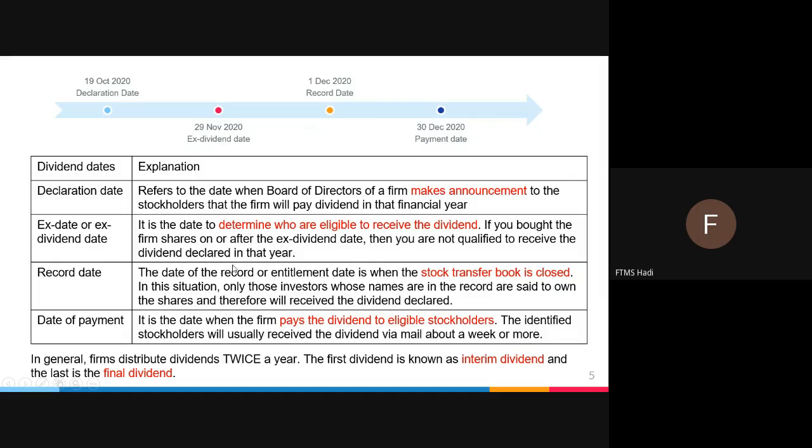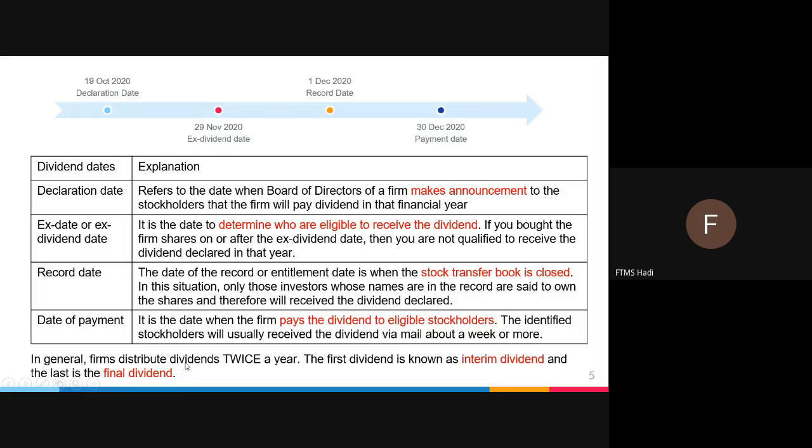Okay, the record date means the record entitlement date, when the stock transfer book is closed, updating the accounts. For those who are qualified, they will calculate and record how many additional shares or how much cash dividend they will receive. And the last one, the payment date. Usually this date is at the end of the year or early the next year, when you will receive the dividend. Major and minor shareholders will receive the dividend through bank accounts, and they will be notified via email about a week or more later.